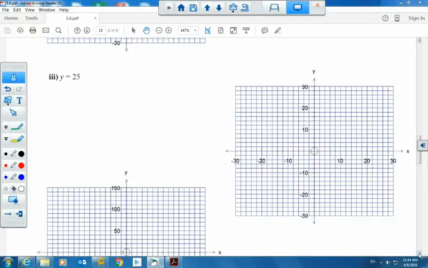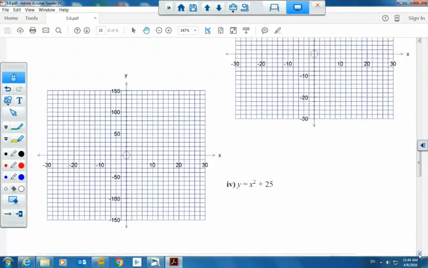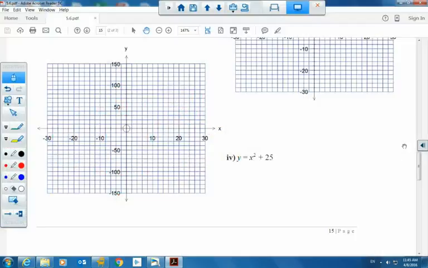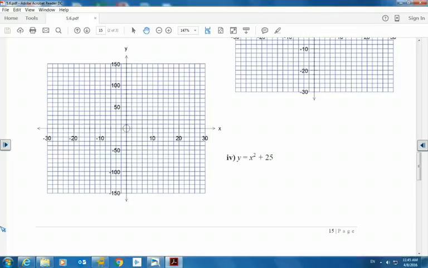So let's try the last graph here. So the last graph says y equals x squared plus 25. So let's draw a table of values and see what it's going to end up looking like. So my table of values, let's set it up so that it is x and then y equals x squared plus 25. So I'm going to choose some values of x and see what we come out with.